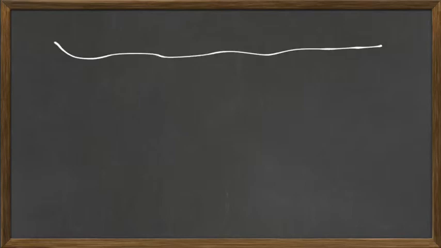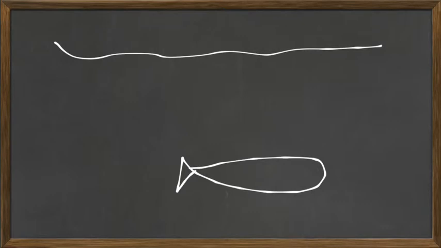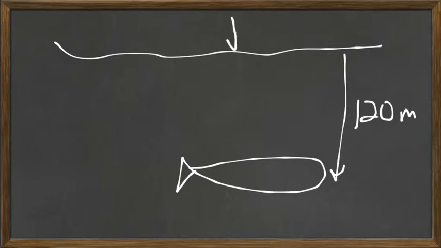So a typical problem might look something like this. A submarine, I don't draw submarines well, but there's a submarine looking like a large whale, is 120 meters below the surface of the ocean. To what pressure is this guy exposed? Well, he's subject to two fluids. One, the air pushing down on the water, and the water then pushing down on the sub.